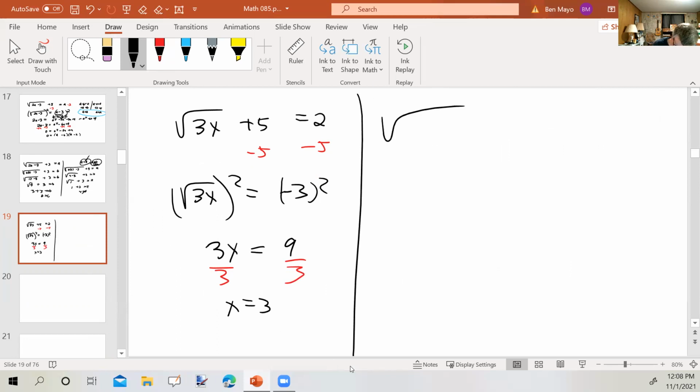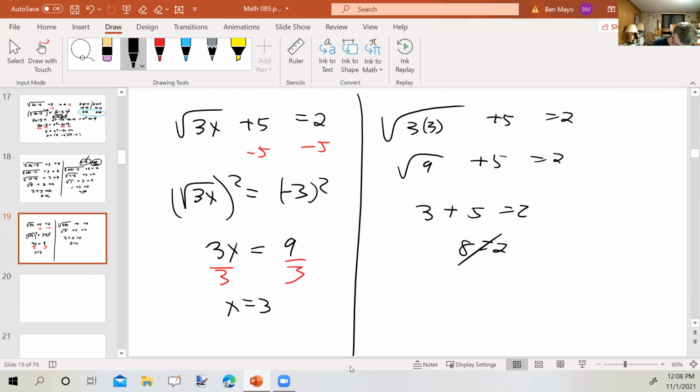Let's check our work. Square root of 9 plus 5 equals 2. 3 plus 5 equals 2. 8 equals 2. No, so this is not a solution, and this would be an extraneous solution.